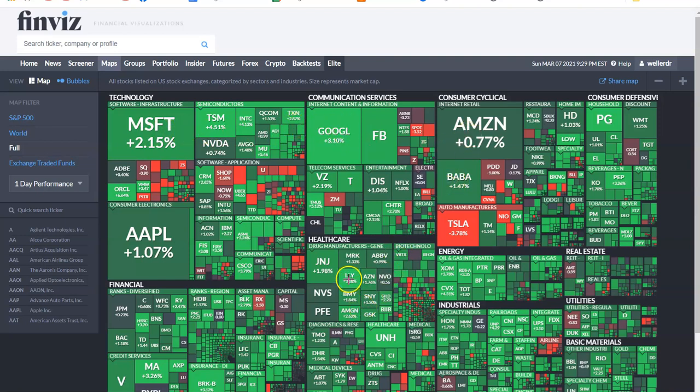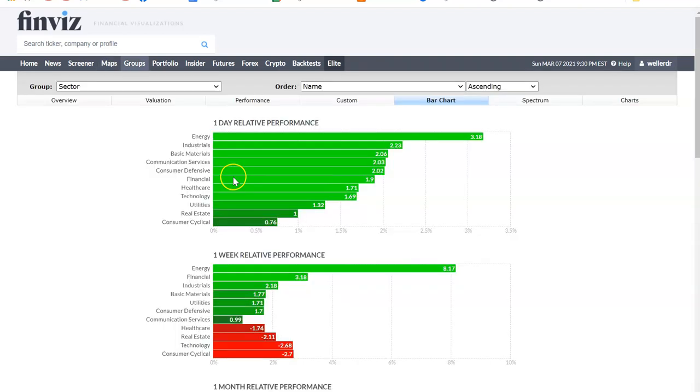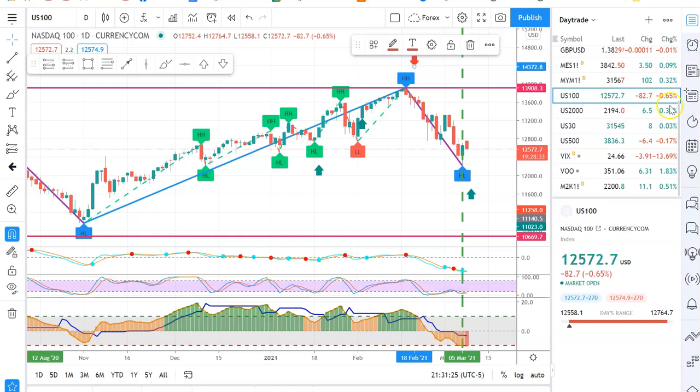It looked like a regime change around 10 or 11 o'clock. All the sectors seemed to perform quite well. Energy is still leading the pack. Looking at TradingView, the Dow seemed to be up. The S&P 500 only is slightly down, and the techs are a bit down.